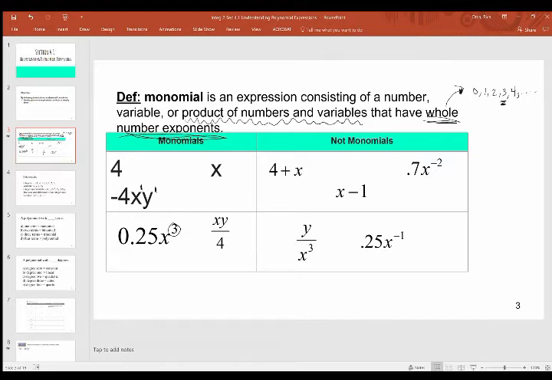xy divided by 4. Although this doesn't look like a monomial, we can rewrite x times y over 4 as 1/4 times xy. Well, what's 1/4? 1/4 is also a quarter. So 0.25 times xy. Yes, we have 3 characters, but remember, we're multiplying all 3 characters together, which makes it okay. It's a monomial.